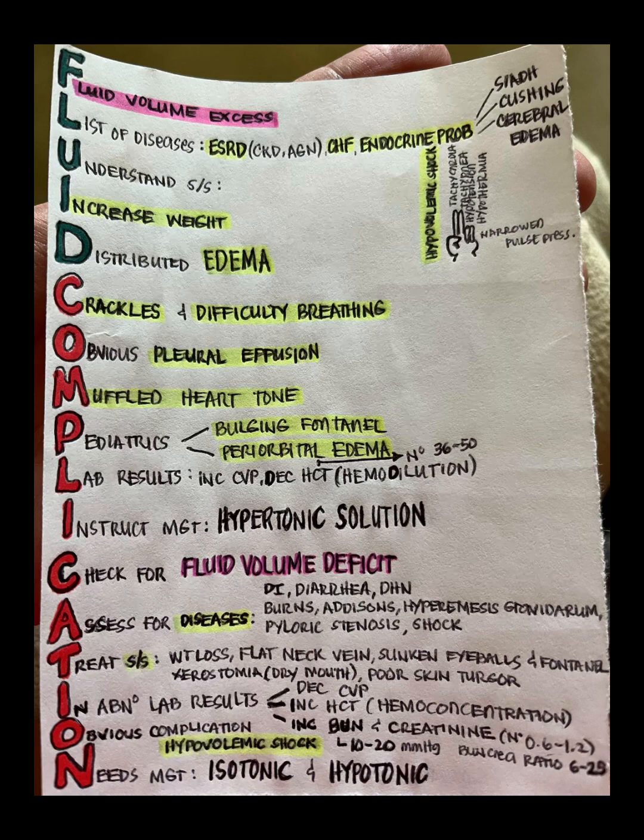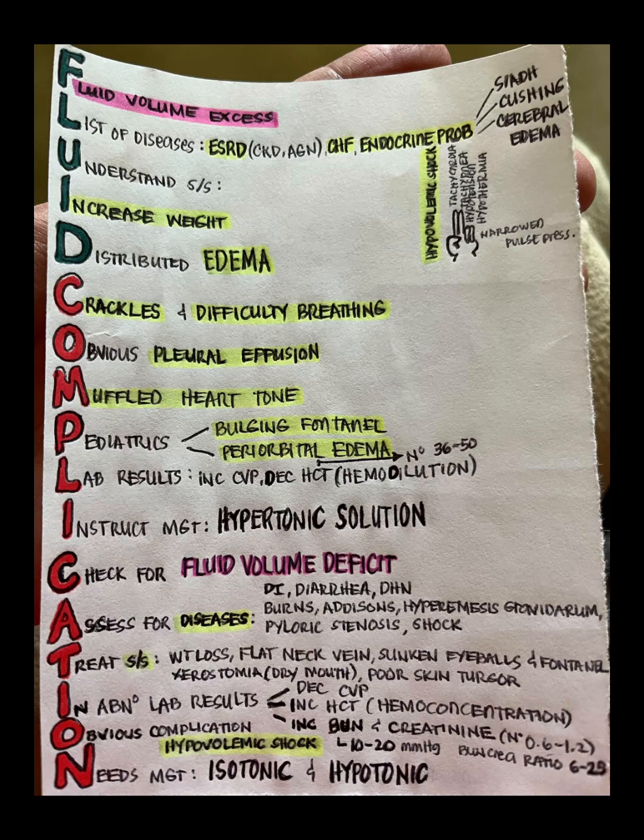Okay. Now, the fluid volume deficit on the other hand, eto naman, there is a deficit of the fluid volume in our body. We need to assess for diseases like diabetes insipidus, ihi ka ng ihi, or daming ihi, diarrhea, dehydration, burns. Tapos dito naman si deficit, Addison's disease, which is the opposite of Cushing, hyperemesis gravidarum, magsuka, pyloric stenosis, and shock. Signs and symptoms, kabaliktaran sa fluid volume excess, dito merong weight loss, flat neck vein, sunken eyeballs and fontanelle, xerostomia or dry mouth, parang si Rostom Padilla, dry ang mouth ni Rostom Padilla due to fluid volume deficit, poor skin turgor of course.